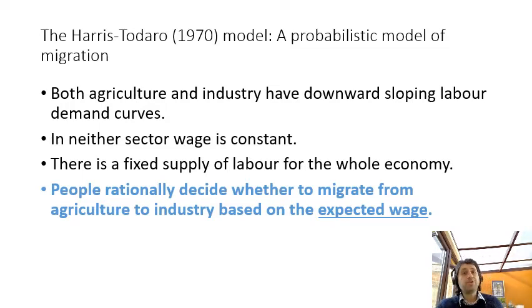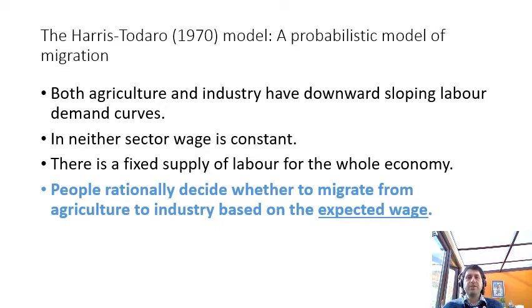Now, it won't surprise you to know that people have modeled this. The most famous one comes from Harris and Todaro, which is essentially trying to understand why unemployment persists, even though the Lewis model makes a clear prediction that there will be no unemployment. Okay, and the idea is basically that people migrate based on probabilities.